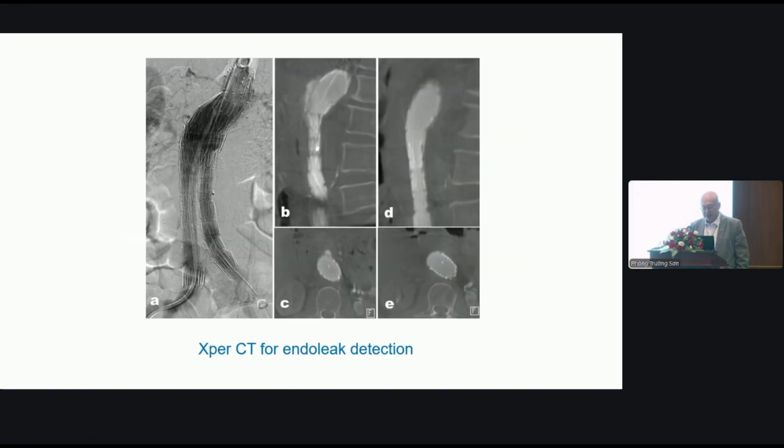Similarly, if you have an Expert CT and do a run, like you see on the left, the patient looks like they don't have an endoleak, but if you do a Dyna CT or Expert CT, you can see that actually the patient has a type 1 endoleak posteriorly.